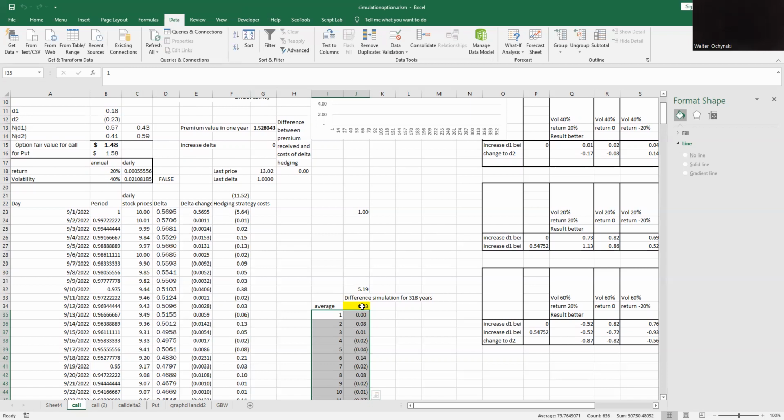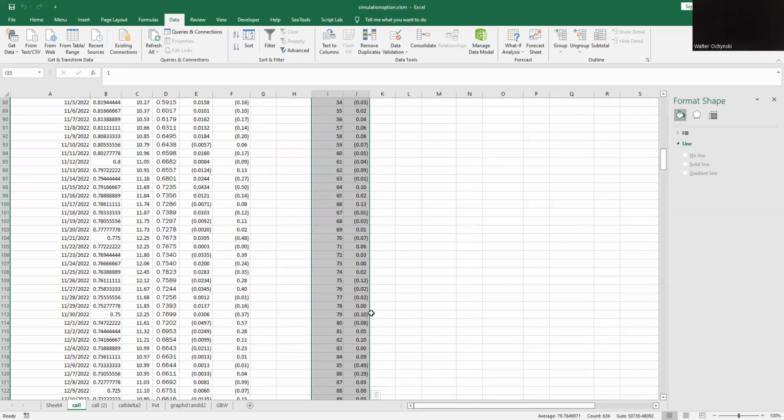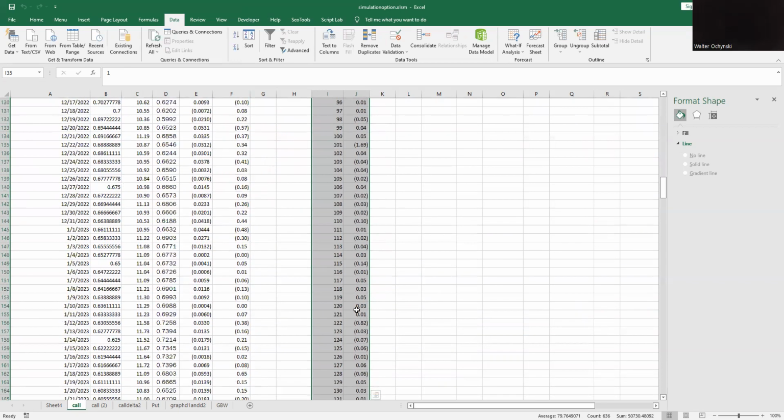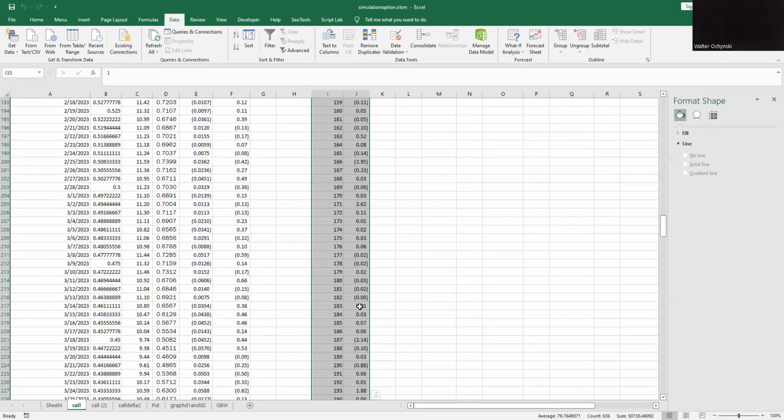So for the option writer, Delta Hedging offers a very good strategy. On average, in this case over 318 years, you will make a profit. But keep in mind, when I go through all of these years, some years, not many, more or less one per 100 years on average, you can generate quite a big profit or loss.